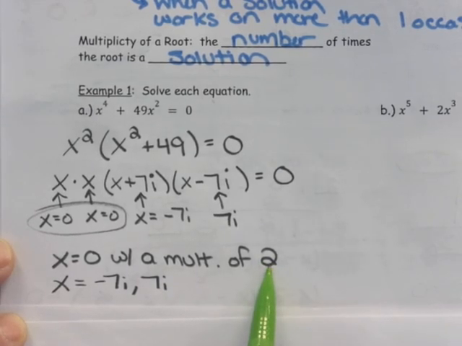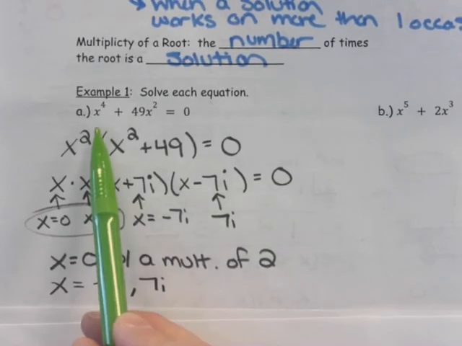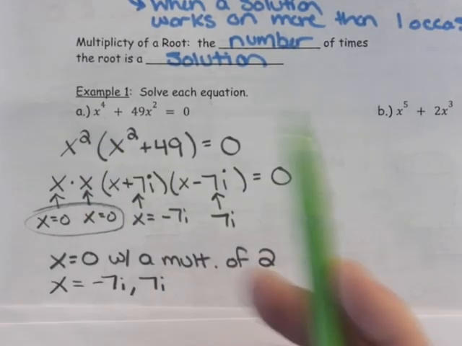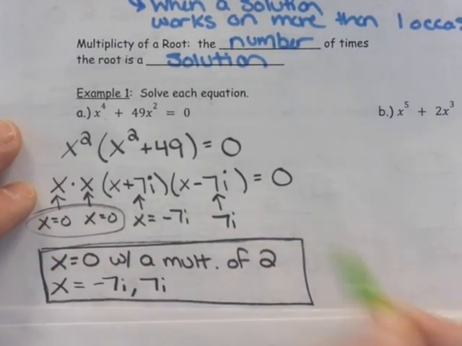So the multiplicity makes it count however many times. So if I have a multiplicity of 2, it counts as 2 solutions. So 2, 3, 4. Is that enough solutions if I play the accountant? Yeah. Okay, so I'm done.